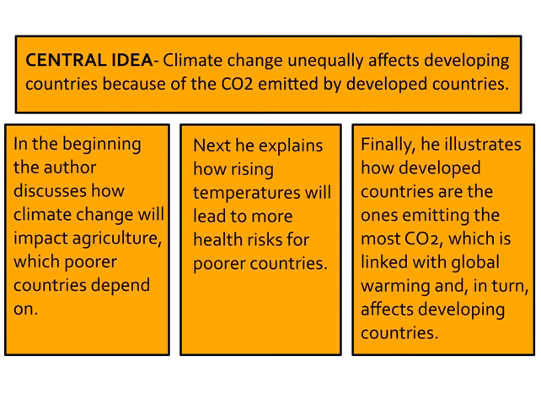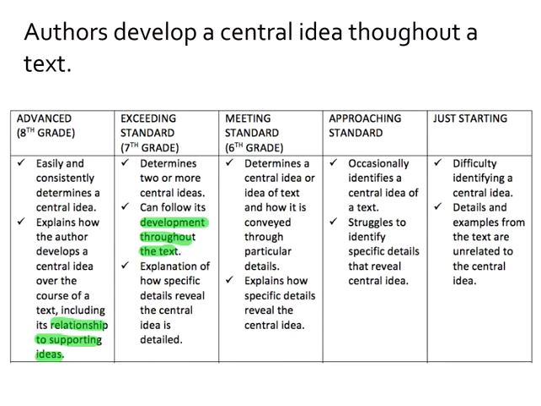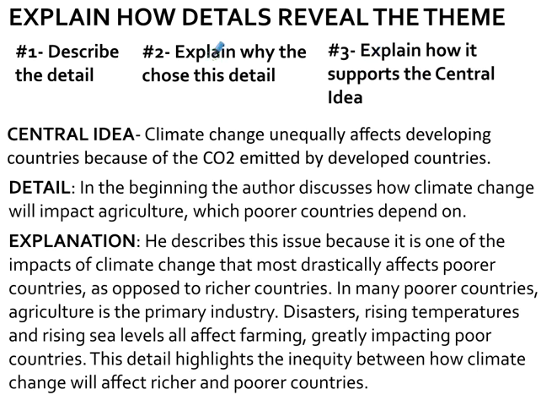So I want to look at how we explain how each detail supports the central idea, or how it reveals the central idea. I want to do three things in my explanation, and this is how, if we go back to our rubric, let's look at our rubric really fast. In order to get exceeding standard, your explanation needs to be detailed, and it needs to explain the relationship to the supporting ideas.